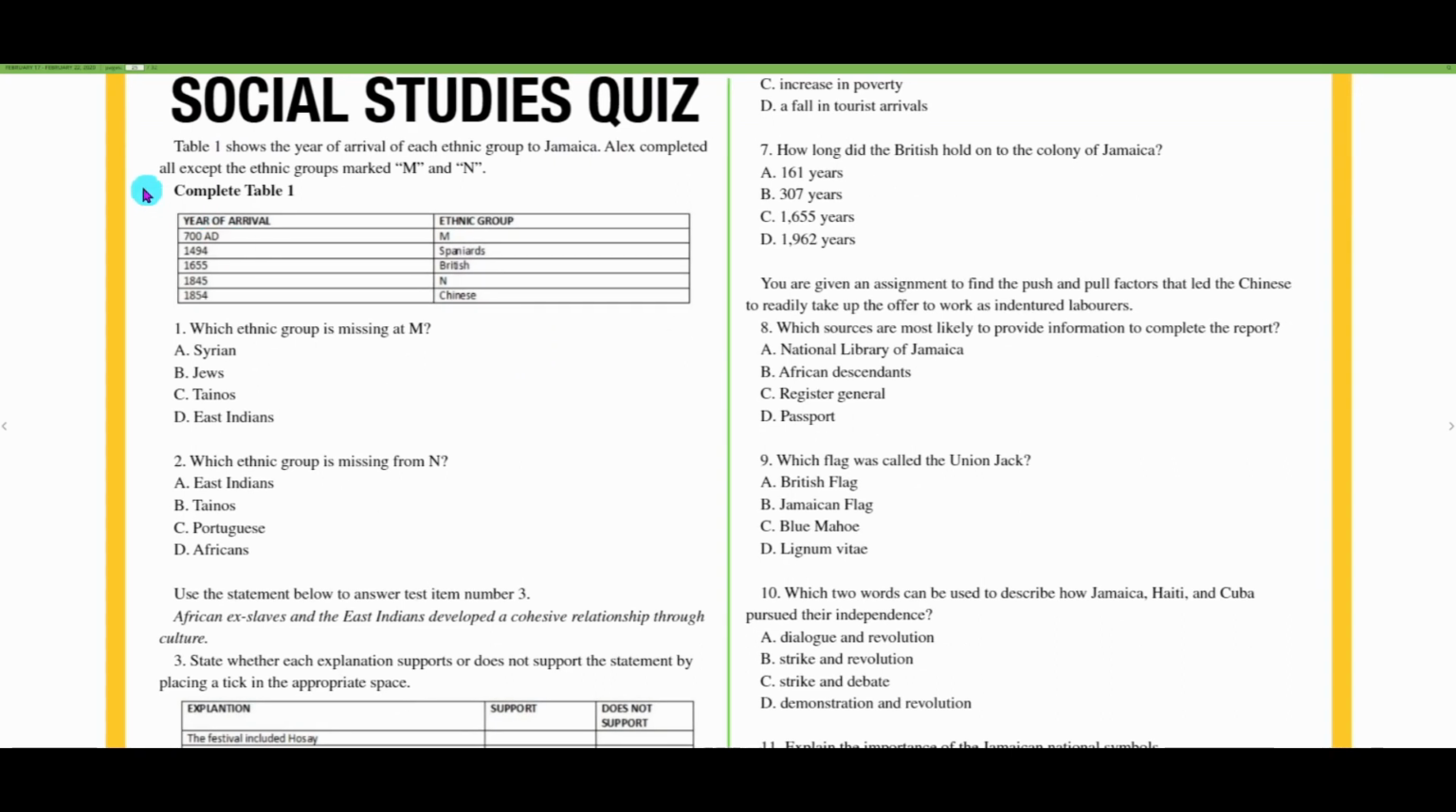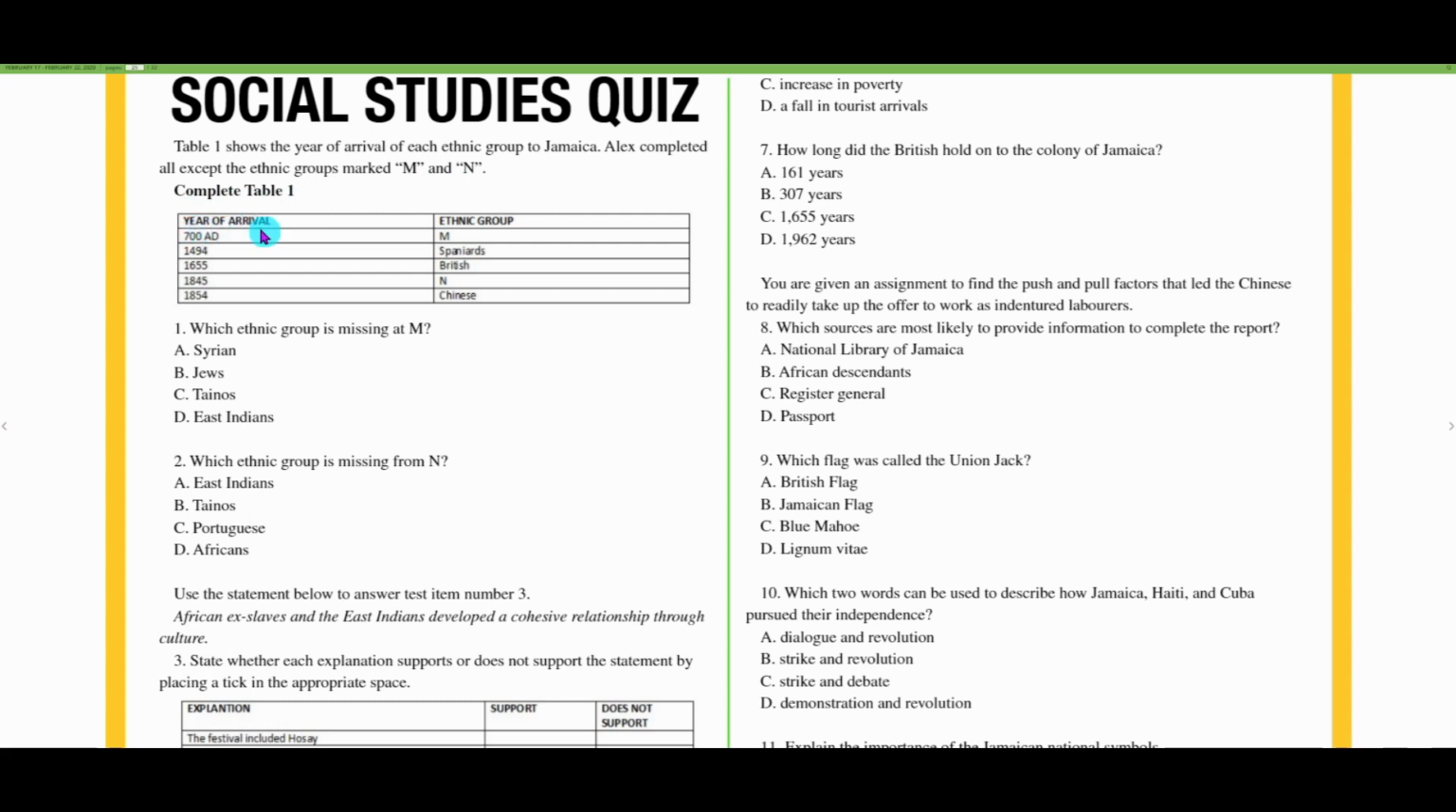In this episode, we're going to be looking at a social studies quiz. It says here, Table 1 shows the year of arrival of each ethnic group to Jamaica. Alex completed all except the ethnic groups marked M and N. Complete Table 1.